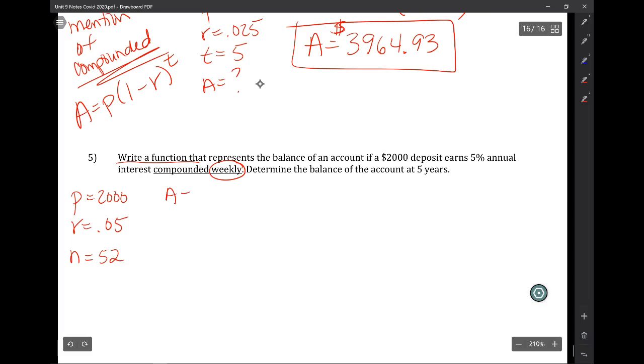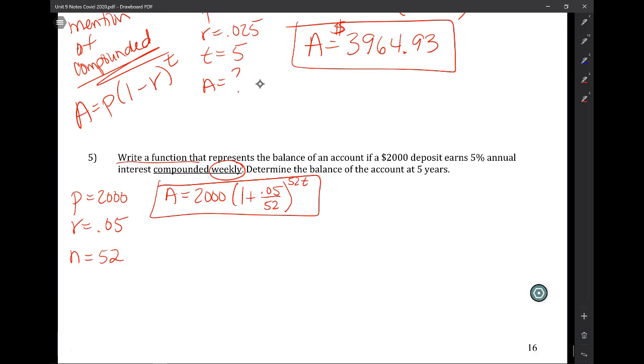So A equals P times 1 plus R divided by N, to the N times T. That is a function because it is in terms of a variable. I still have T in the function. That's part A. Part B says now that you have this equation, determine your balance after 5 years.